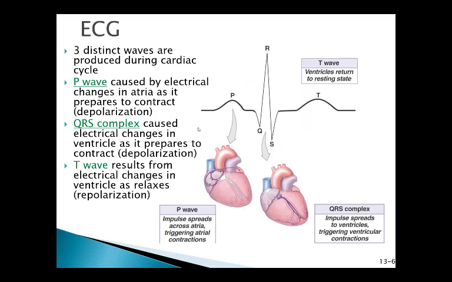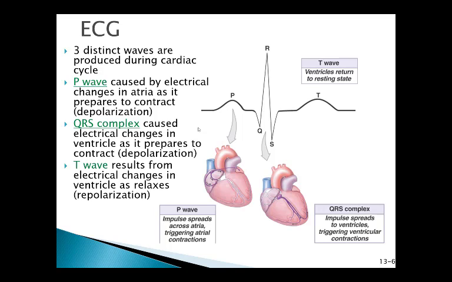The first waveform, the P wave, is caused by the electrical activity that is occurring in the atria as it prepares to contract. This is the electrical activity of depolarization as the ions are moving into the cell to prepare for contraction. The QRS complex is a much larger waveform, and this is the electrical activity that's happening in the ventricles as it's preparing to contract, as those ions are moving across the membrane, further depolarizing those cells in the ventricle.